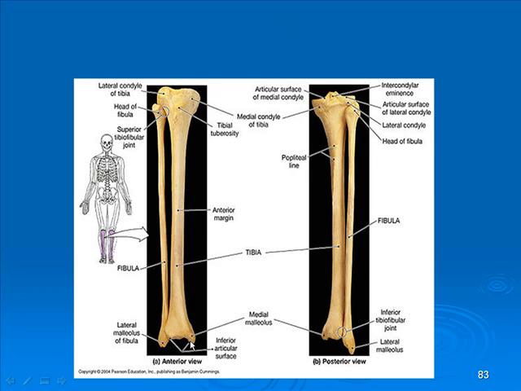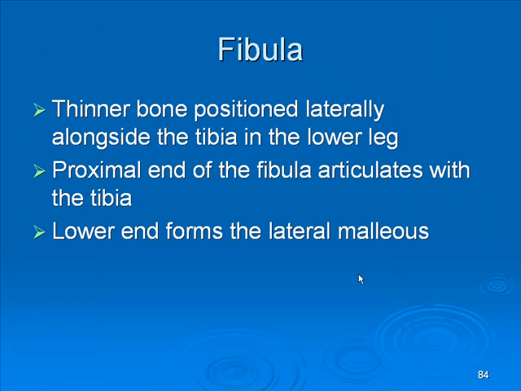Now, if we look at it distally, again, the medial malleolus, bony prominences that you should be able to see. And you can also see there's a malleolus on the fibula as well. But you can see clearly that the fibula should not be involved in weight bearing in the leg.